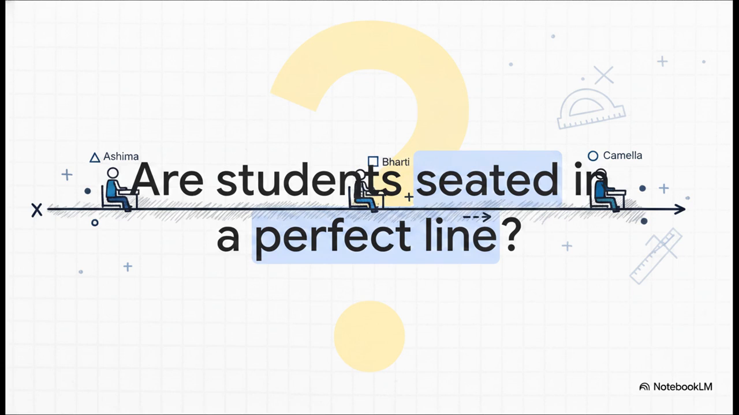We have a wonderful question here straight from the source material. Imagine three students, Ashima, Bharti, and Kamela. If we just look at the coordinates of these three students sitting at their classroom desks, can we mathematically prove they form a perfectly straight line without ever needing to pull out a ruler? If we map out the classroom, we find Ashima at (3, 1), Bharti at (6, 4), and Kamela at (8, 6).